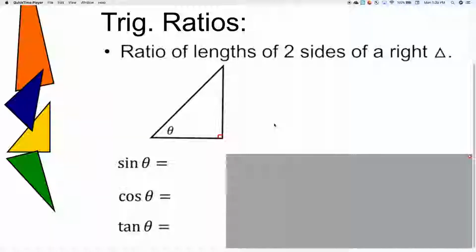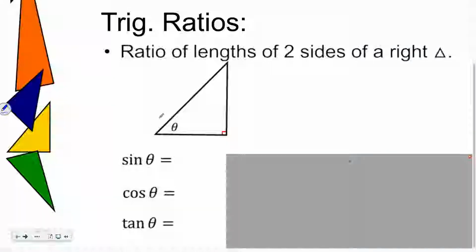When we talk about trig ratios, suppose we have some right triangle and we label some angle theta. We're going to label the sides opposite, adjacent, and hypotenuse in relation to theta. Do you remember doing that? Hypotenuse should be an easy one for you to label. It's the longest side of a right triangle. It's also always opposite the right angle.